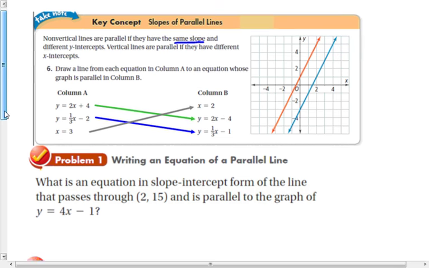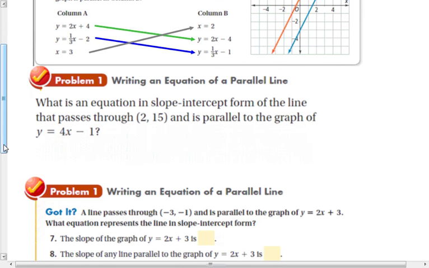We know that parallel lines have to have the same slope, so we're going to use that to help us create equations of parallel lines. It says, what is the equation in slope-intercept form of the line that passes through the point (2, 15) and is parallel to the graph of y equals 4x minus 1? The important information we need is that the slope has to be the same. When it's written in this form, the slope is the coefficient of the x term, which is 4. So we want a slope of 4 to be parallel, and then we want it to pass through this point.